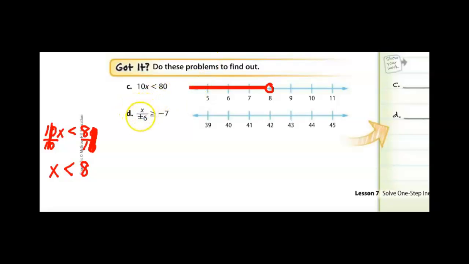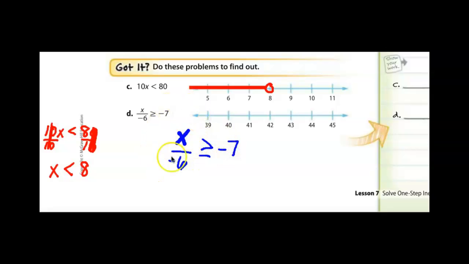X divided by negative 6 is greater than or equal to negative 7. So I'm going to write this down. We have x. So it's a little too chunky. I'm going to change the line size. x divided by negative 6 is greater than or equal to negative 7.